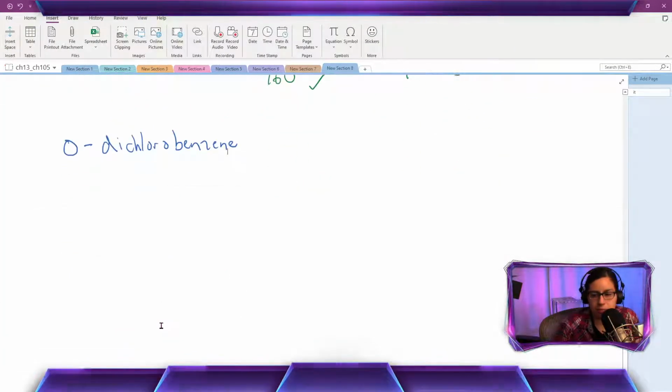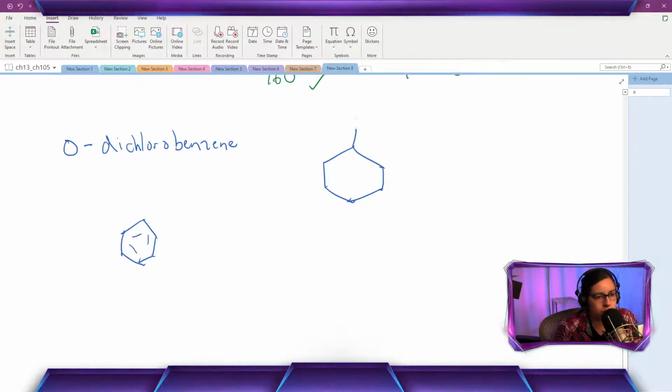So let's break this down. Of course we have benzene here, so we'll start with that, just writing my benzene ring. And then we have ortho-dichlorobenzene. Remind yourself, if we have a substituent here, this is ortho, meta, para for our aromatic ring. So if we're looking at ortho-dichlorobenzene, that means our chlorines are going to be ortho, so we can draw them like that.